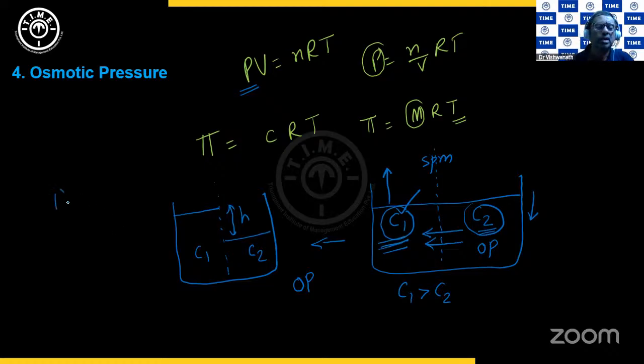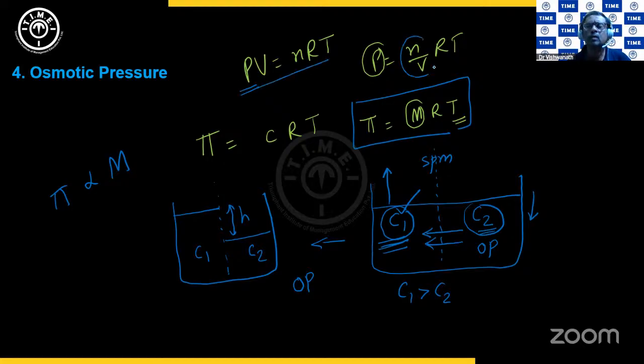So osmotic pressure pi is proportional to, here you use molarity. So that is what we wrote here. Pi is equal to the molarity into R into T, which is very, very similar to PV equals nRT, the ideal gas equation, where P equals n by V into RT. What is n by V? Number of moles by volume, volume in liters. So that is nothing but the molarity, right, into R into T. So pi depends on the molarity and the temperature, right? More the temperature, more will be the osmotic pressure.